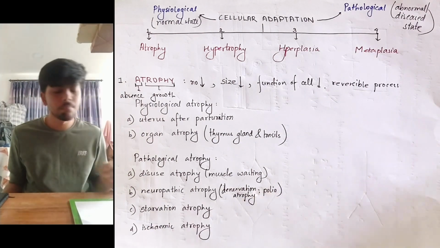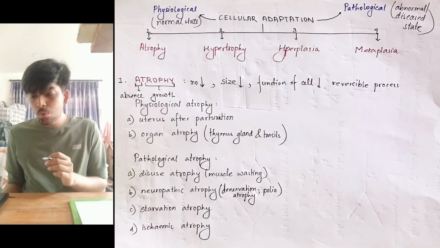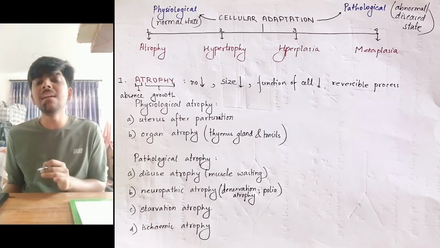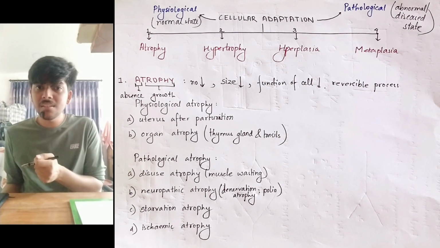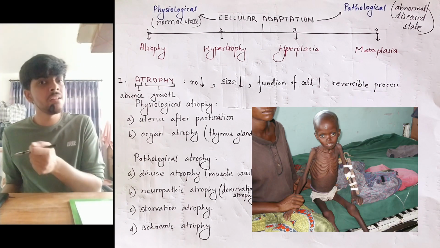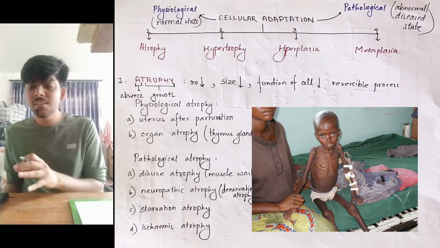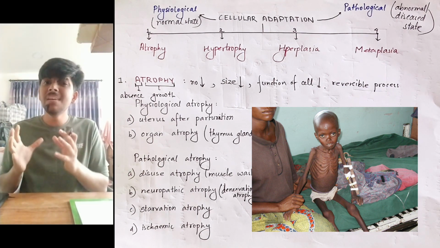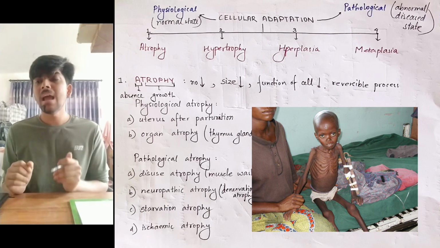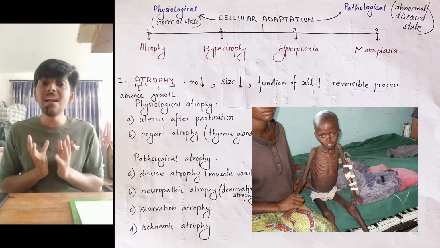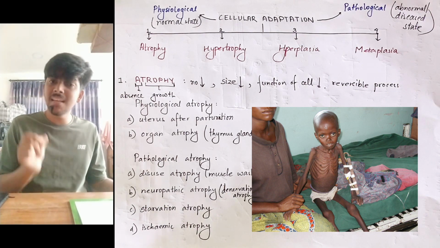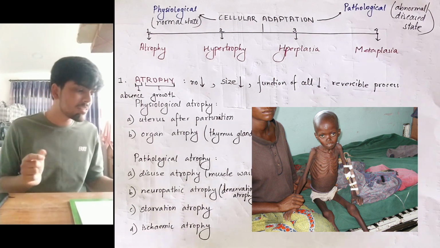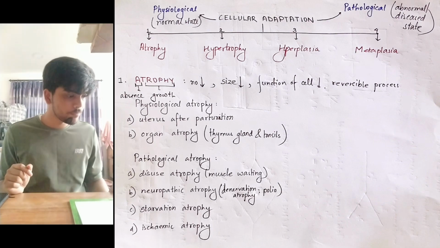Starvation atrophy. So there's a child whose diet significantly lacks protein. What happens? The body of the child starts using the protein present in the muscle of the child. As a result, the size of the muscle eventually decreases, and the overall size of the child also eventually decreases. So due to malnutrition, there is decrease in the size of the child, and that's starvation atrophy.